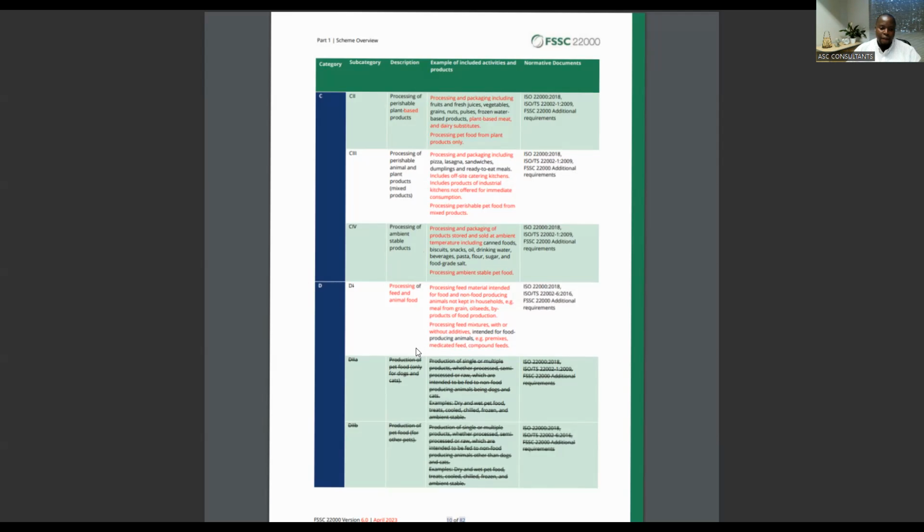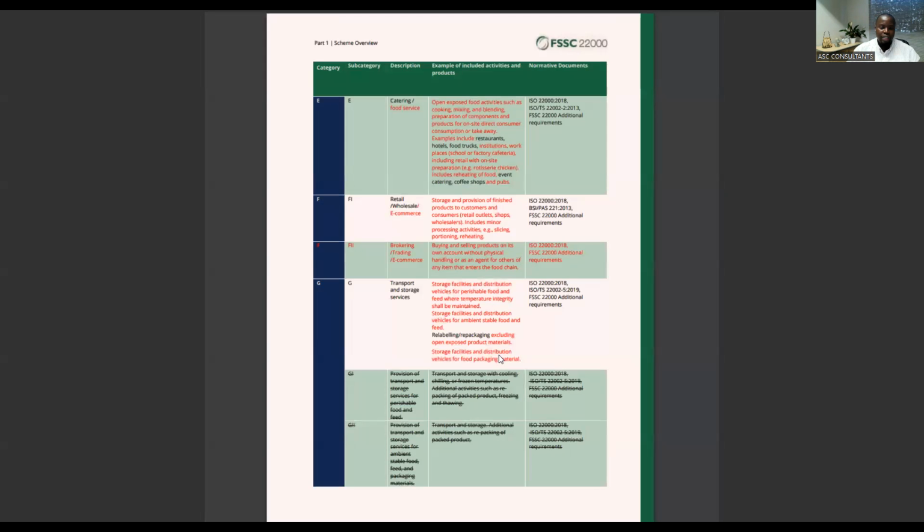Then D is now just one category instead of being categorized into different categories. Under D, the processing of feed and animal food, they have combined most of these categories into one, but separated it based on the source of preparing the food. Here we are looking at processing feed material intended for food and non-food producing animals not kept in households, for example, meal from grain, oilseeds, byproducts of food production, and then processing of feed mixtures with or without additives. Okay, so those are the subcategories.